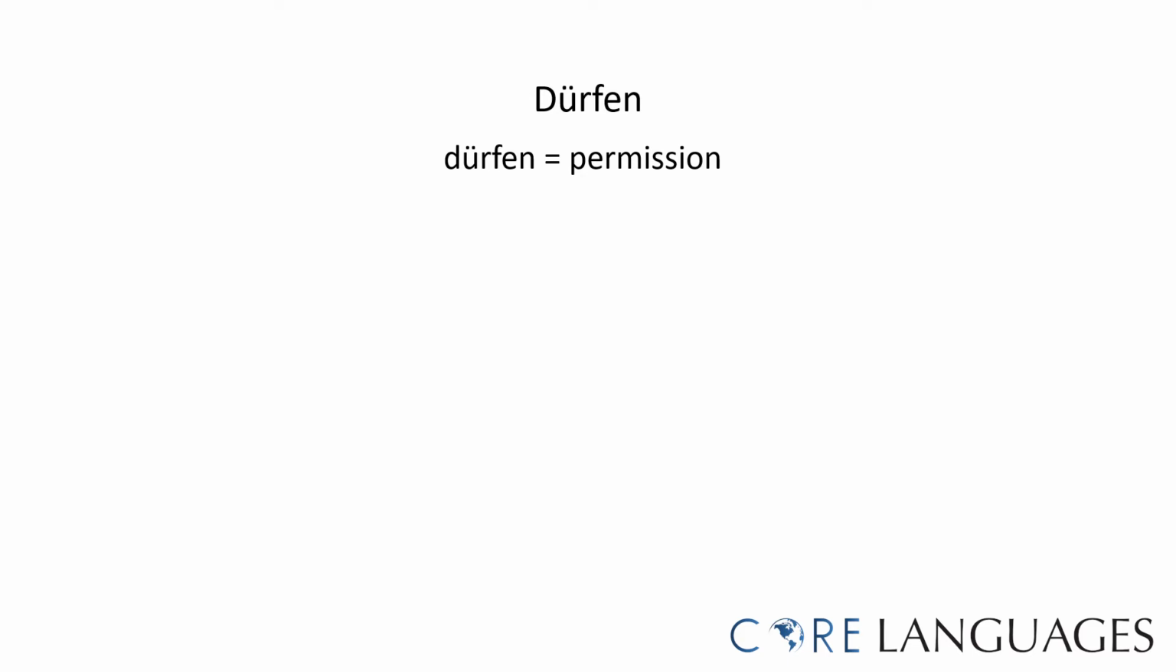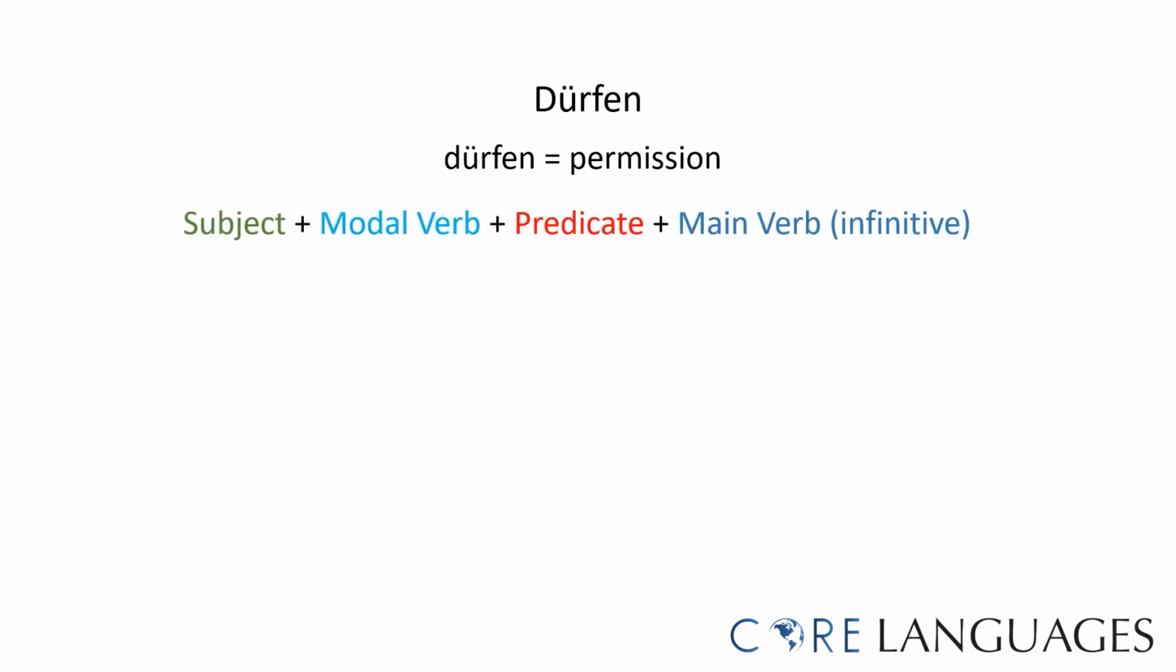Here are examples, or Beispiele, of sentences using dürfen, may, or to be allowed to. Dürfen is used to express permission. And remember the word order. We start with the subject, followed by the conjugated modal verb, then the predicate, and then the main verb in the infinitive at the end of the sentence. For example, "Er darf eine Nachspeise haben." He may a dessert have, or he may have a dessert.